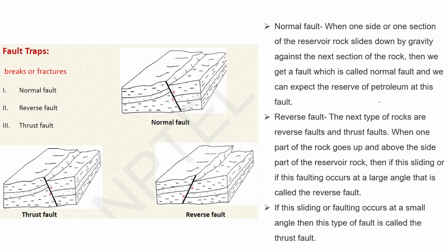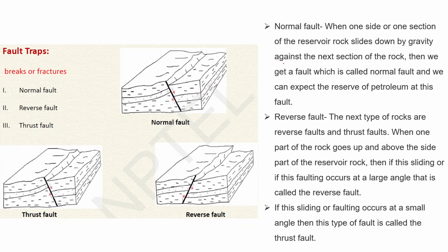There are different types of faults also. There is a possibility of different kinds of faults which can take place in these rocks, as I have told that different actions take place due to high temperature and pressure below the earth. So some kind of fault traps are also formed. There are basically three types of fault traps. The first one is normal fault, then reverse fault, and thrust fault.